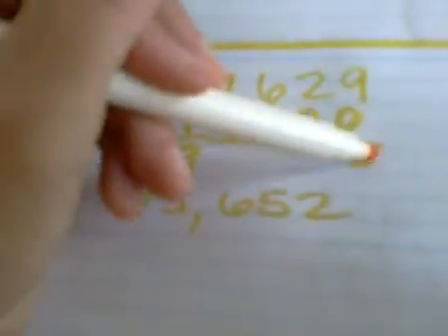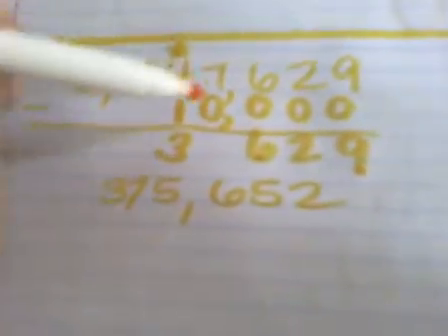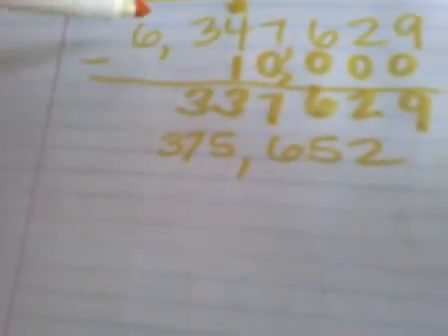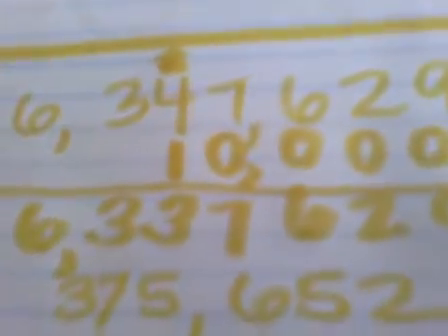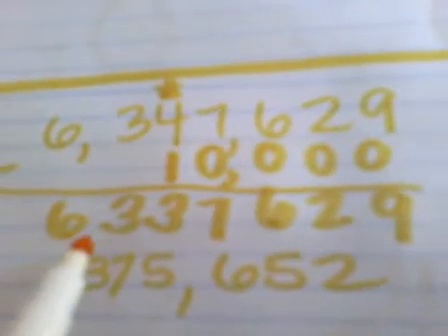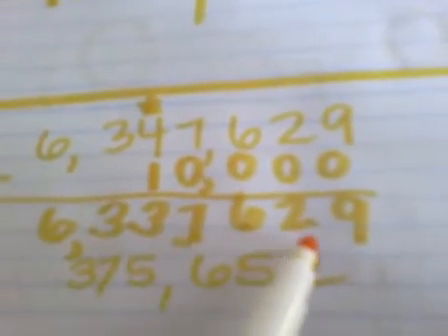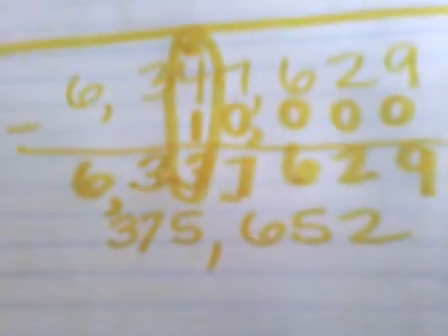So 9 minus 0 is 9, 2 minus 0 is 2, 6 minus 0 is 6. 7 minus 0 is 7, 4 minus 1 is 3, 3 minus 0 is 3, 6 minus 0 is 6. So if I take away 10,000 from that number, I get 6,337,629. So if you look at that number, this is really the only place value that changes.